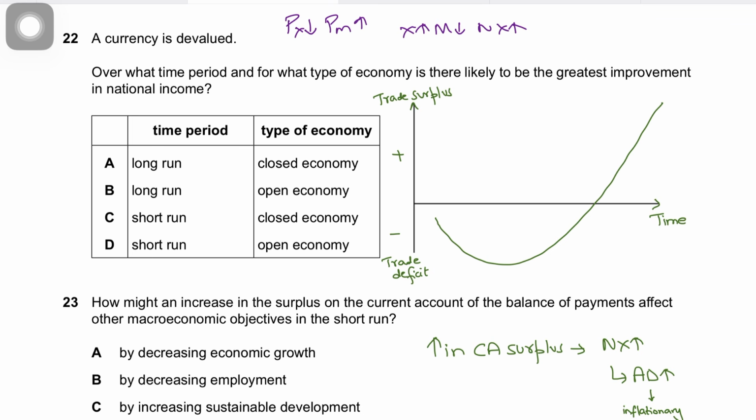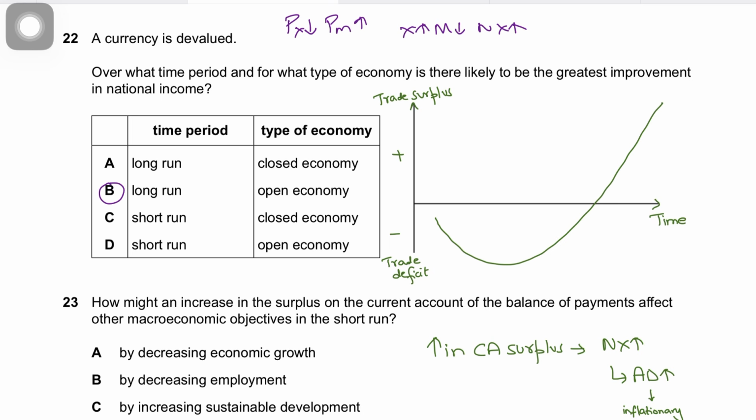So the correct answer has to be B. But why do we need an open economy for this? Because a closed economy has no foreign trade. If there are no exports or imports, then changing the exchange rate would have no effect, right? Therefore, devaluation would only be meaningful in an open economy, right? And why the long run?